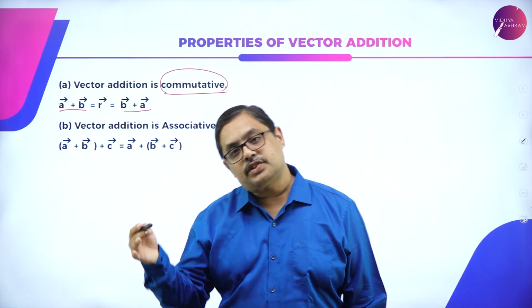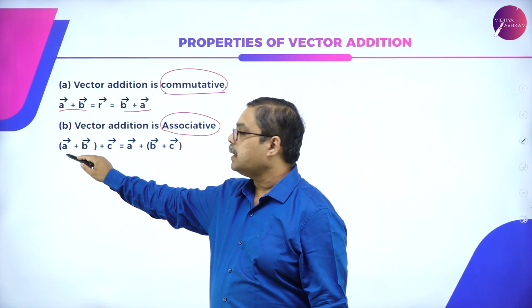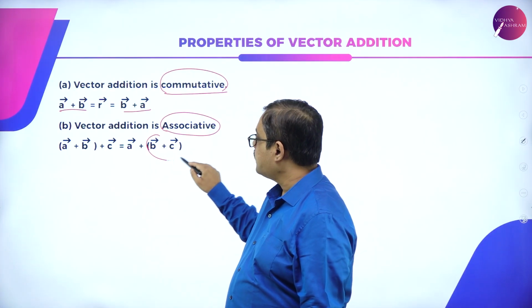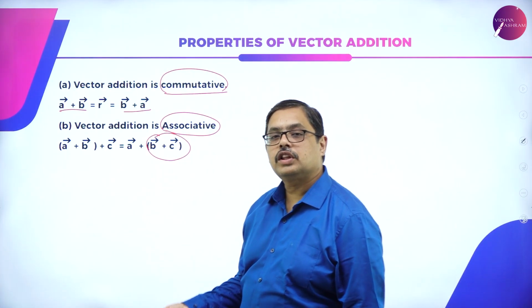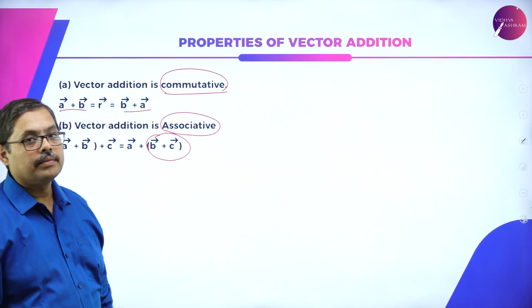Vector addition will also follow the associative principle. What does that mean? A plus B plus C is equal to A plus of B plus C. It follows both the commutative law as well as the associative law.